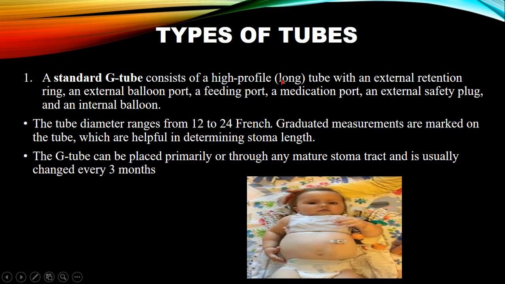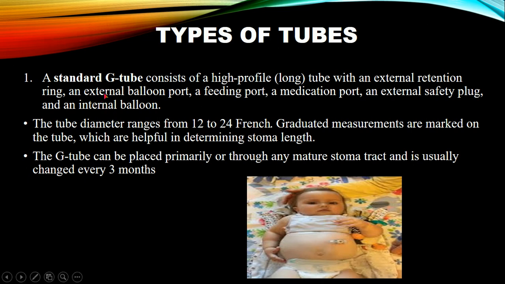So high profile, or a long tube. So what does it have? It has an external retention ring, an external balloon port, a feeding port, a medication port, a safety plug and an internal balloon. So these are the different parts of the gastrostomy tube. Okay. So what we have is an external retention ring. External retention ring means, I will show you the diagram later on, there is a ring which doesn't allow the gastrostomy tube to come outside. So that is the external retention ring.